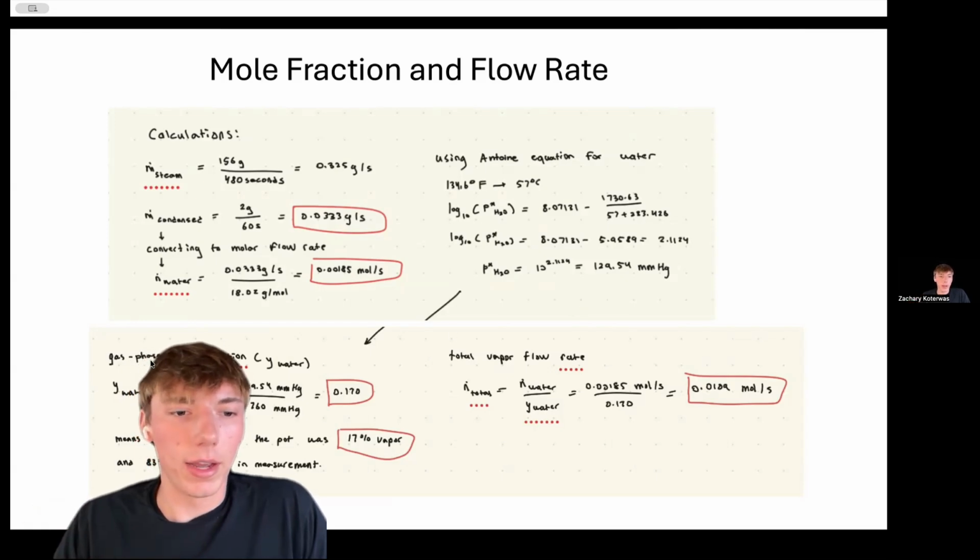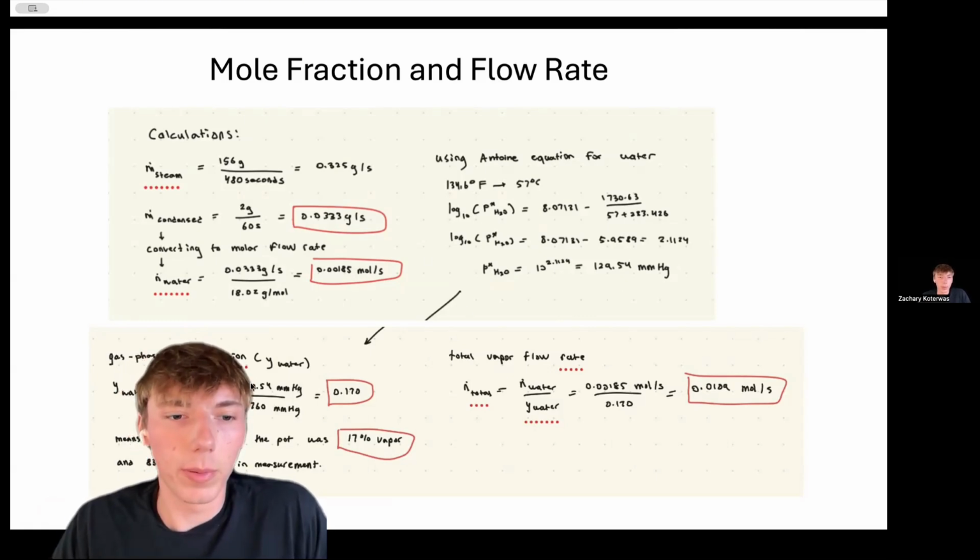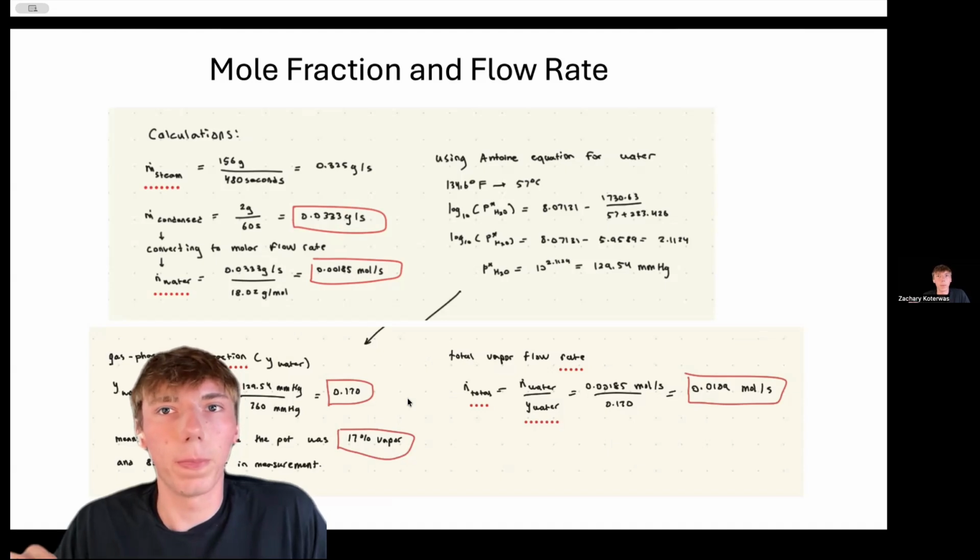Then over here, to find the gas phase mole fraction of water, I take the vapor pressure of water and divide it by the total pressure, which is atmospheric pressure, 1 atm equals 760 millimeters of mercury. So I take the specific vapor pressure, like I said, divide it, and get 0.17, which is the mole fraction of water vapor leaving the pot. So down here, explaining: 17% water vapor, and 83% is air.